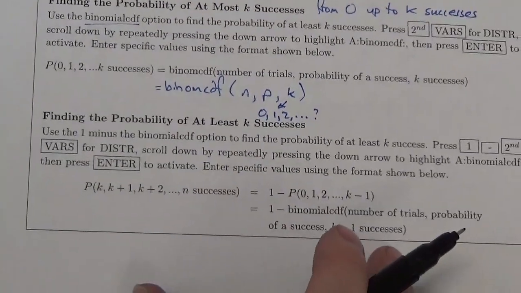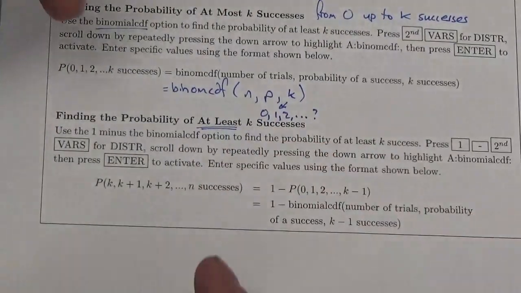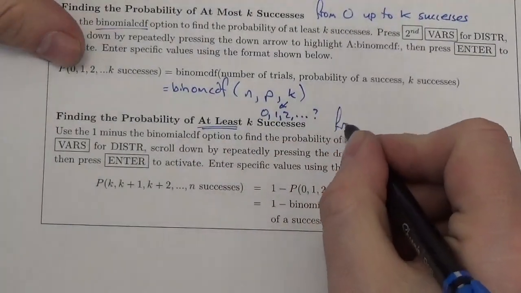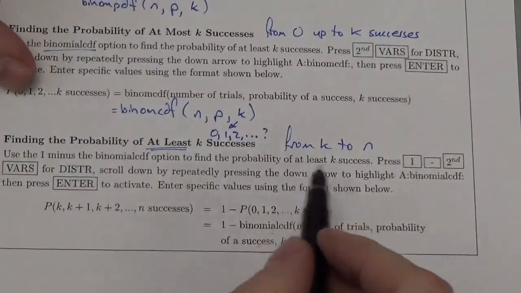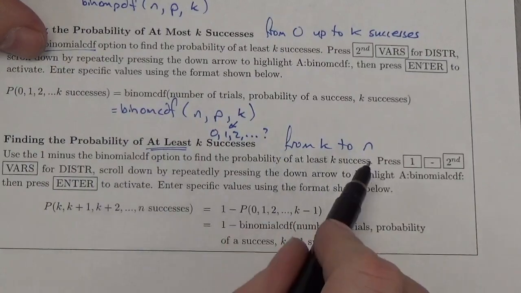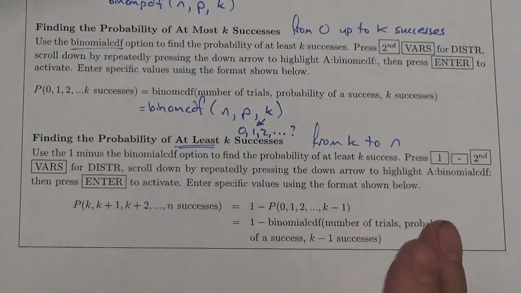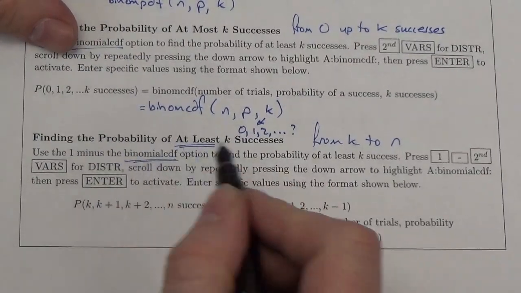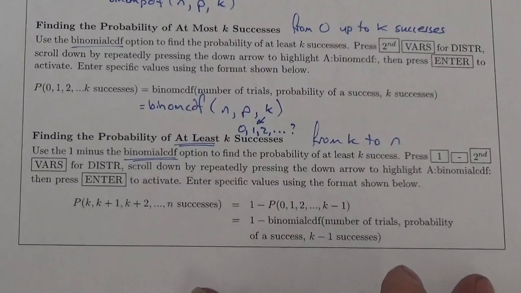Now, the last one here that we want to look at is the probability of at least K successes. So this means from K to N. Okay, so whatever value of K is, all the way up to every event being a successful event. This one, again, we're going to use the binomial CDF, but we're going to do this a little bit differently. We're going to be sneaky about this one.